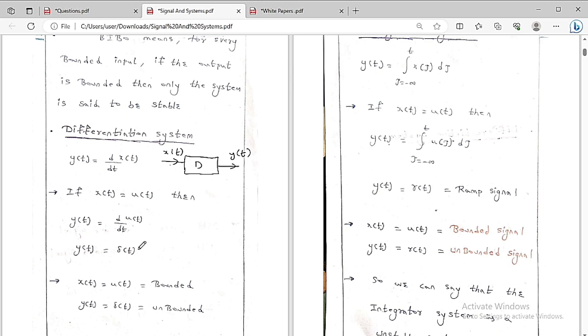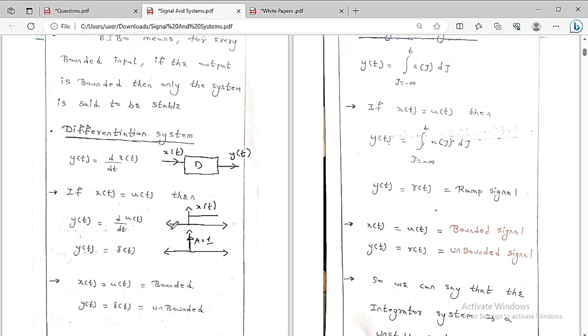The input is the unit step signal, which is a bounded input. But the output we get is an impulse signal, which has an area of unity, but its magnitude is equal to infinity. Therefore, this is unbounded because its magnitude is not finite, whereas its area is equal to 1. Definitely, the impulse signal is not a bounded signal.